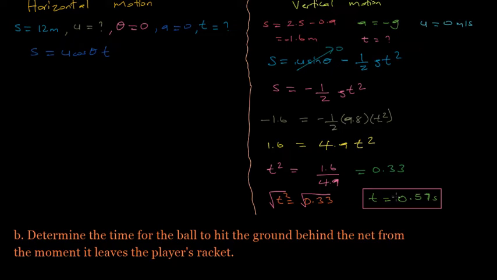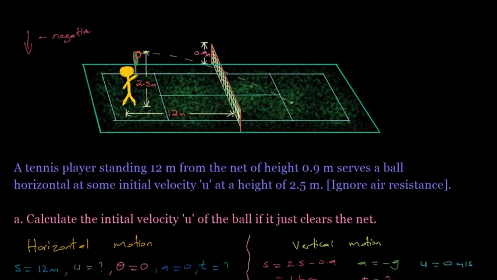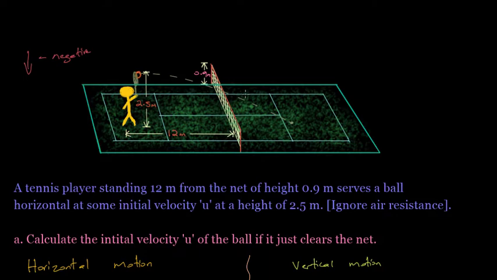And again, this is the time that we calculated in the vertical. But we said before that the time for the travel in the vertical is the same as that for the horizontal. In other words, it takes 0.57 seconds to go from 2.5 meters down to 0.9 meters. So if we take 0.57 to go from 2.5 to 0.9 meters vertically, it will take that same time to travel horizontally from the point of serve to the net. So now we can use that to help us find the initial velocity.